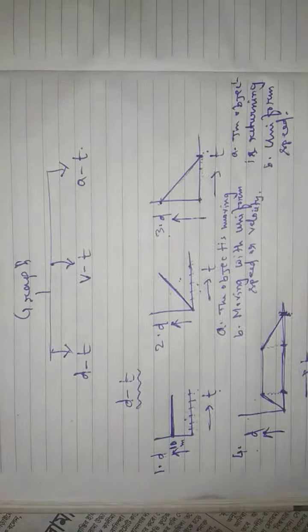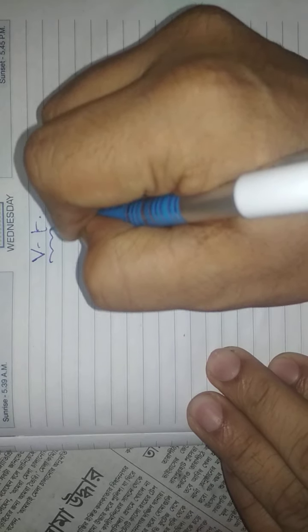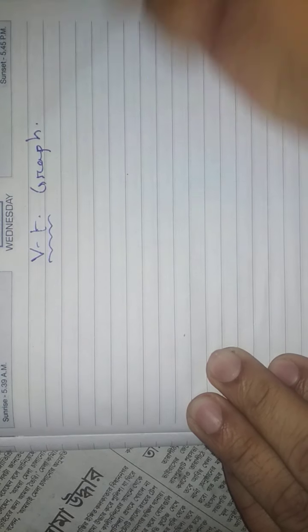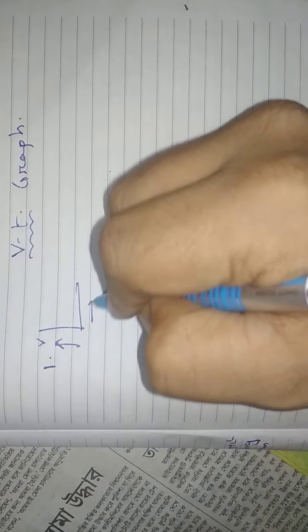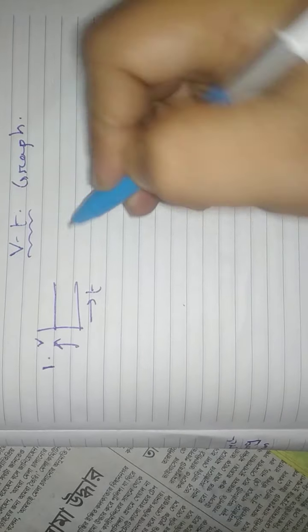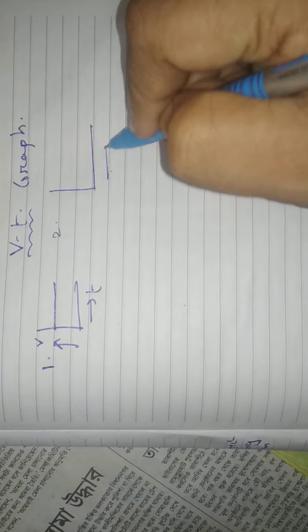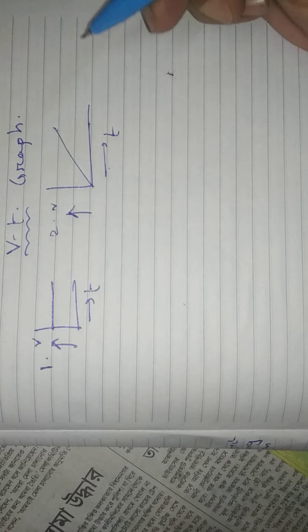Now let us discuss velocity versus time graph. Okay. Now here also we can see one graph can be, this is velocity, this is t. One graph can be a straight line parallel to x-axis. Number 2 graph, velocity versus time, can be like this, similar to the previous one.